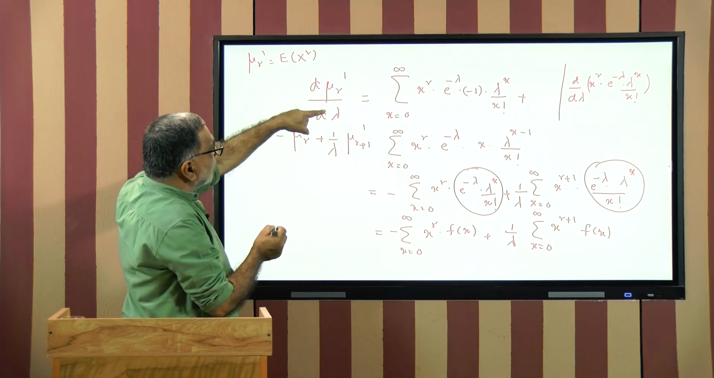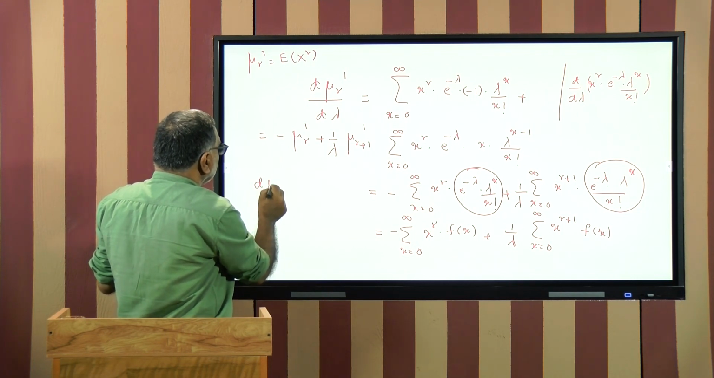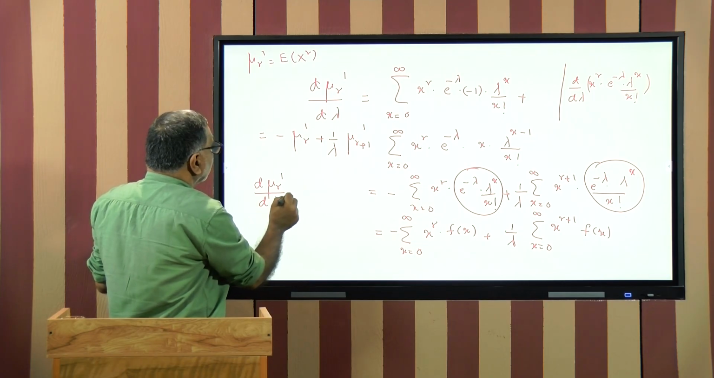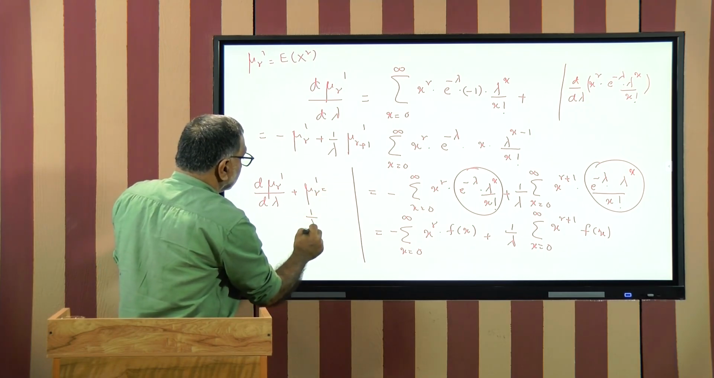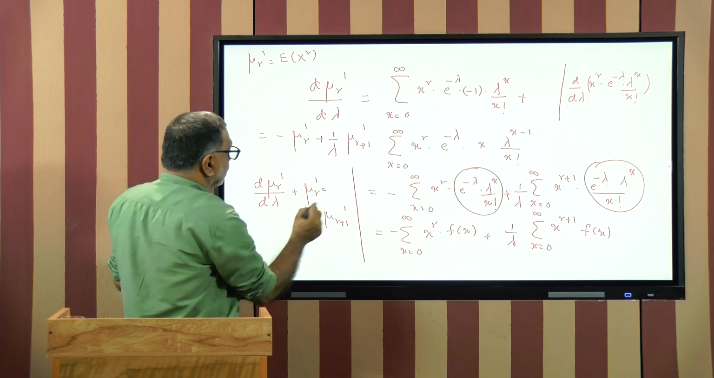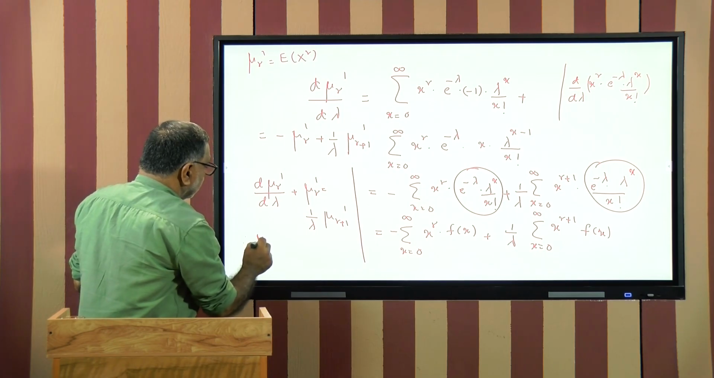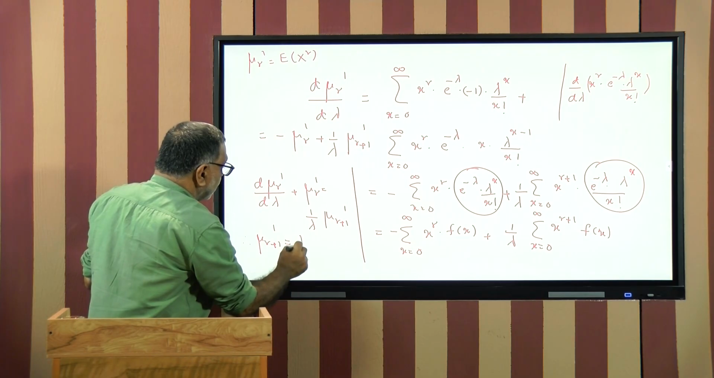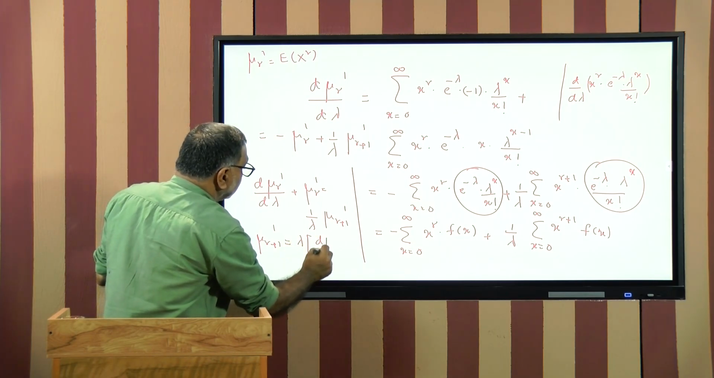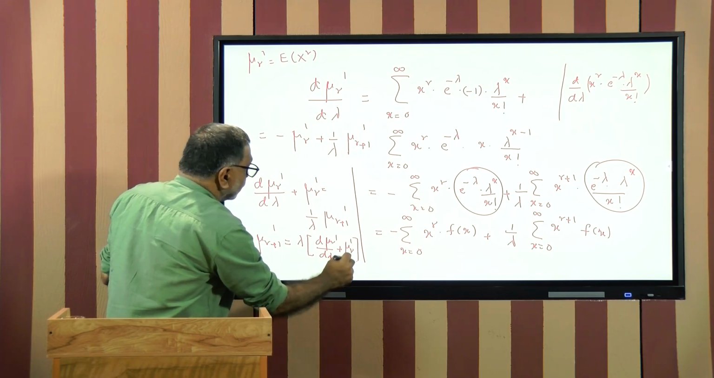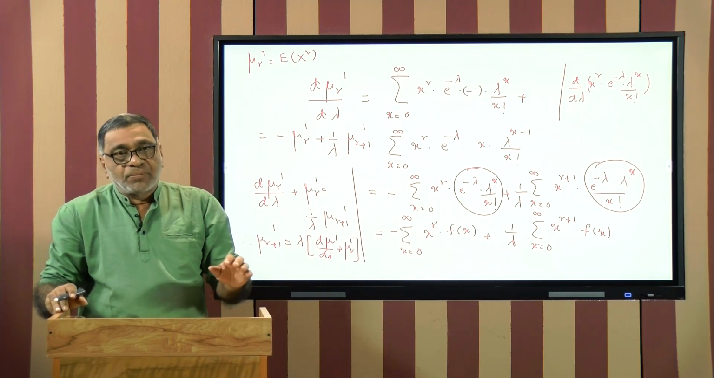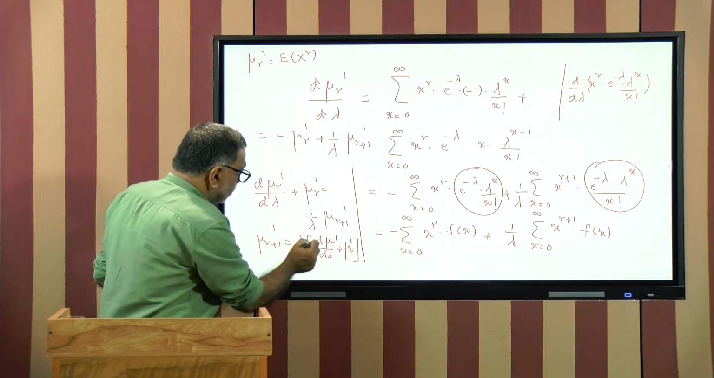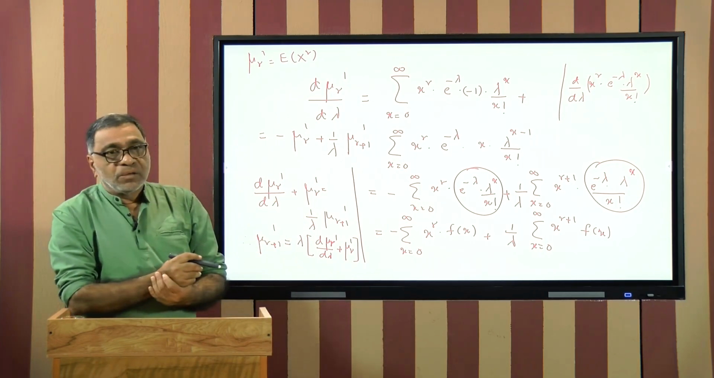So, we have the derivative of μ_r' with respect to λ is equal to this one, or we can write this as dμ_r'/dλ plus μ_r' is equal to 1 by λ μ_(r+1)', or we can write μ_(r+1)' is equal to λ into the expression, derivative of μ_r' with respect to λ plus μ_r'. So, we derived μ_(r+1)' is equal to λ into dμ_r'/dλ plus μ_r'.